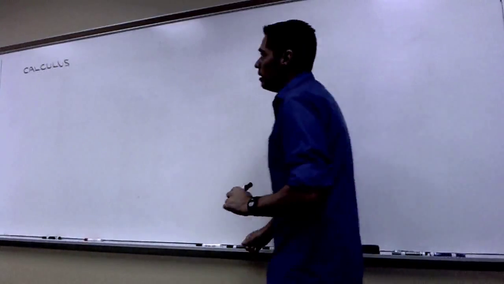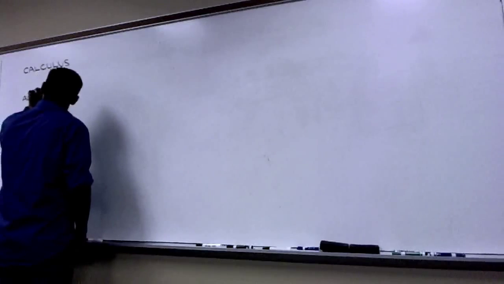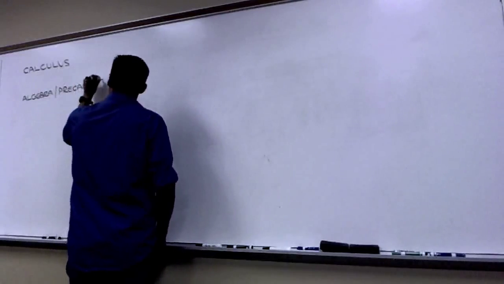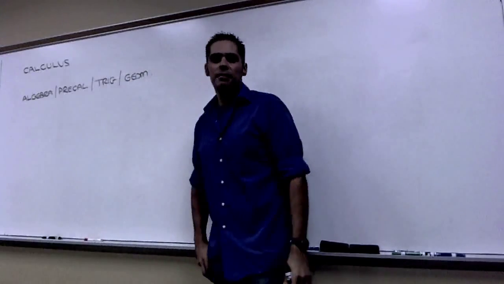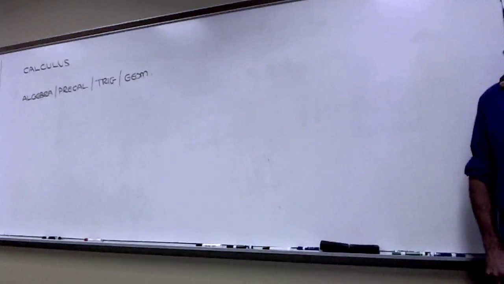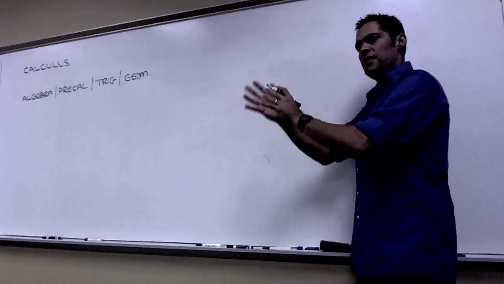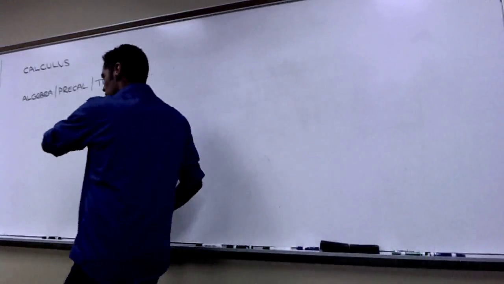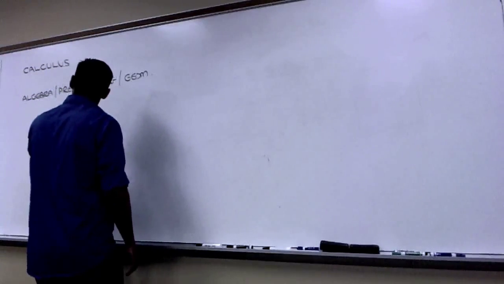What's calculus about? Up to this point, algebra, pre-cal, trig, geometry, all of the courses that you've taken up to this point have always involved what are called finite processes. Everything has always been: do this, this, this, this, stop, answer, box it up. Everything's been finite, hasn't it? You do a set of operations and it's done. So this is all about finite processes.